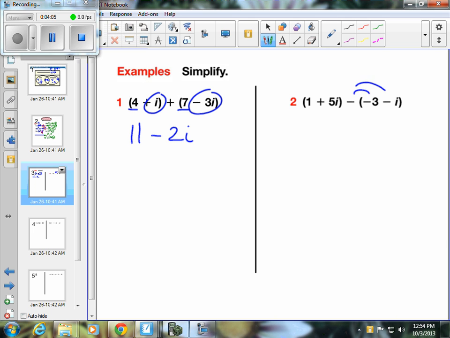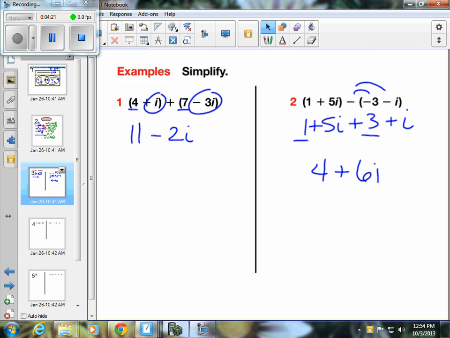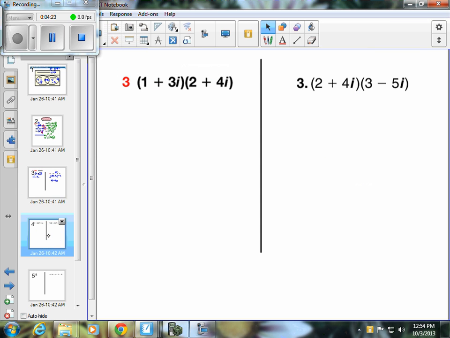Be careful in the subtraction. Remember, when you do subtraction, you've got to make sure that the negative sign goes to both the real and the imaginary part. So plus 3 plus i, then we put our like terms together. So 4 plus 6i. So when you add or subtract, you oftentimes will end up still with a real and an imaginary part. Okay, when you have two parentheses next to each other, what operation is it?